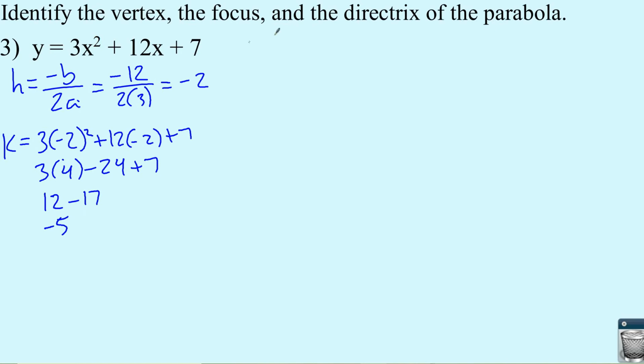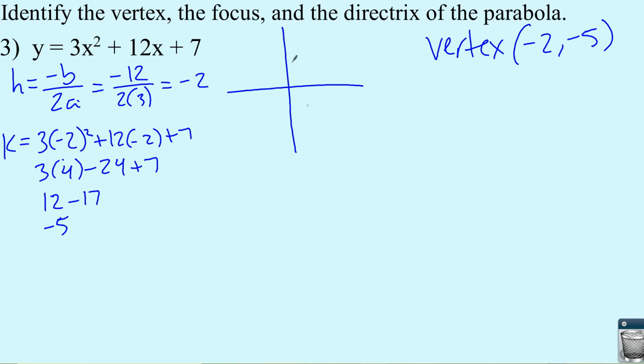Okay, so our vertex is (-2, -5). Now we want to find our focus. So let's think about our graph. We know it's down here, and we know our a value is positive, so we know it's going to go up. So we know our focus is up here somewhere, and our directrix is down here.